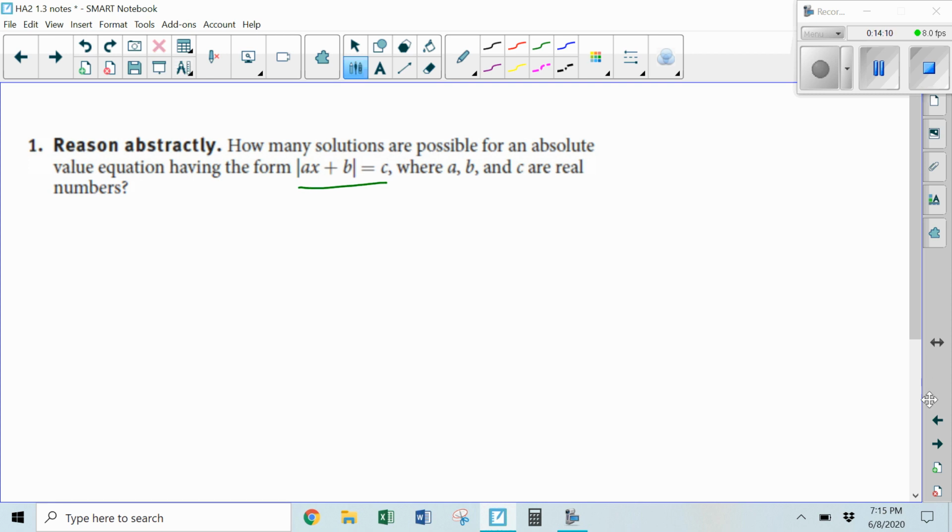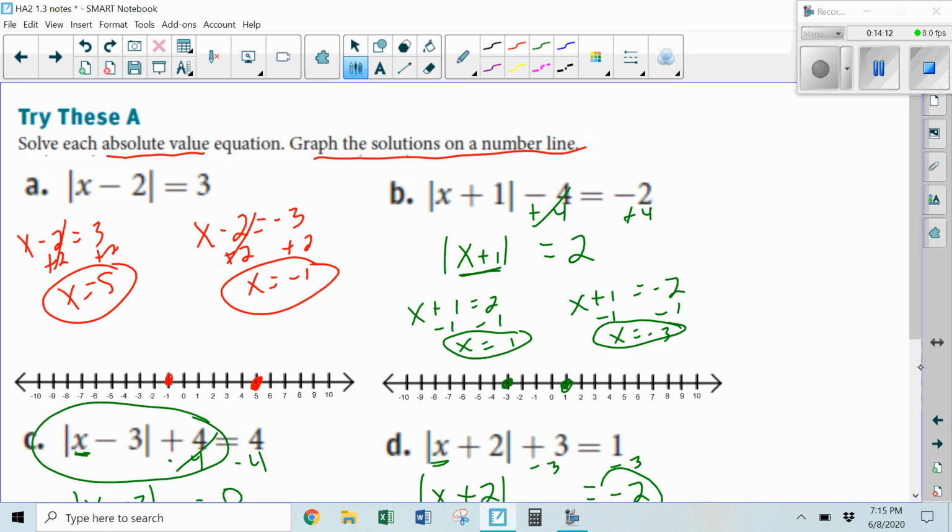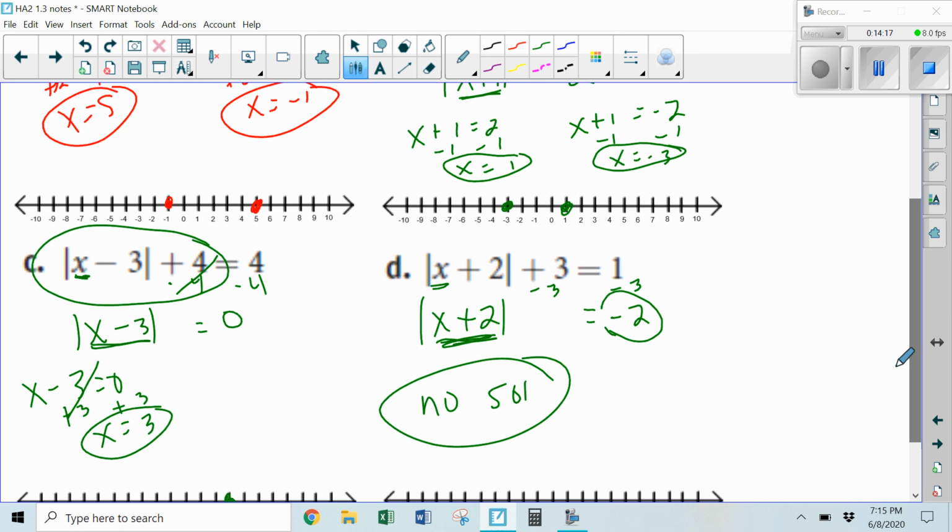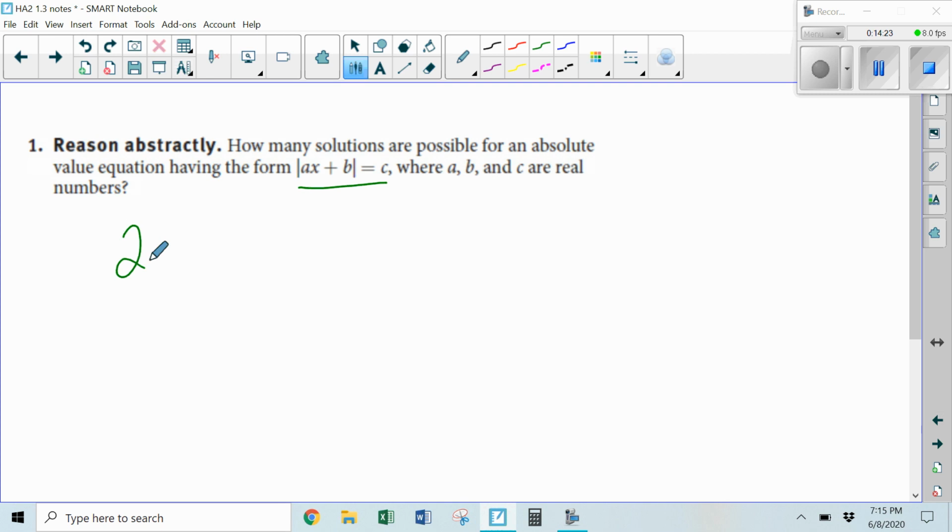Well, let's look at what we had. For part A, we had 2 answers. For part B, we had 2 answers. For part C, we had just 1 answer. And for part D, we had no answers. Those are all the choices. There can be 2 solutions, 1 solution, or no solutions. So those are the possible numbers of solutions.